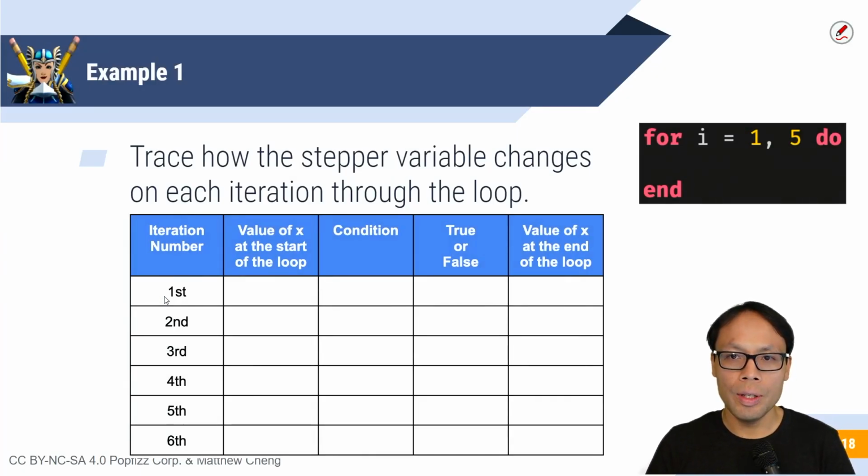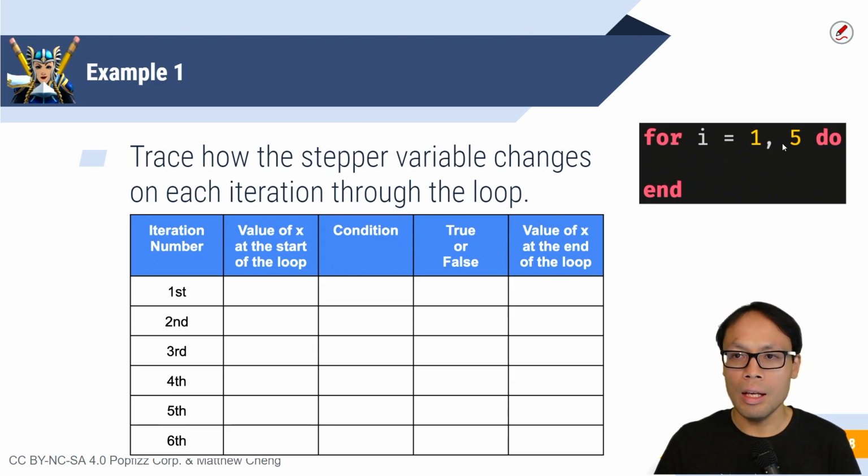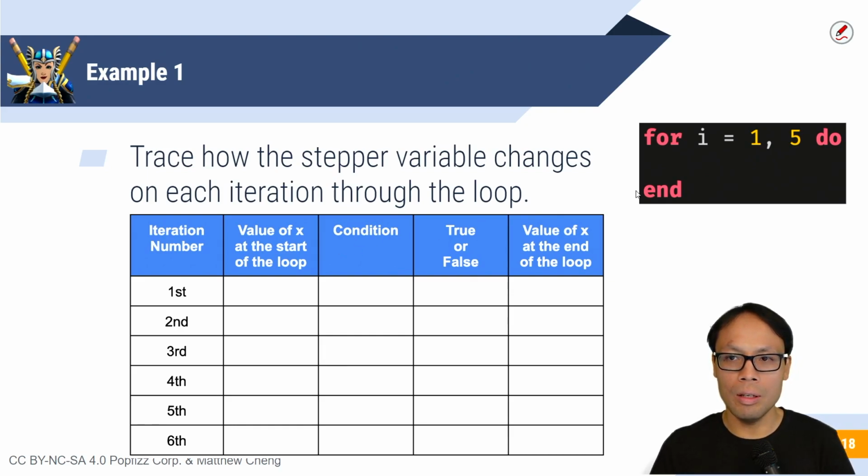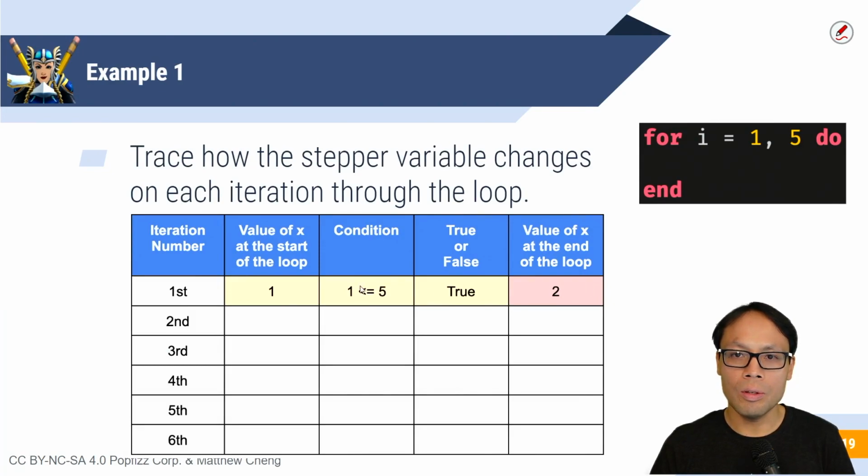Now let's trace how the stepper variable changes on each iteration through the loop. The starting point here is for i equal 1, and the ending value is 5. Behind the scenes, the condition that's created automatically is i less than or equal to this maximum number, which in this case is 5. So the starting value is 1, the condition is 1 less than or equal to 5, and the value of that is true. Then the value of i automatically gets incremented, so we go from 1 to 2.